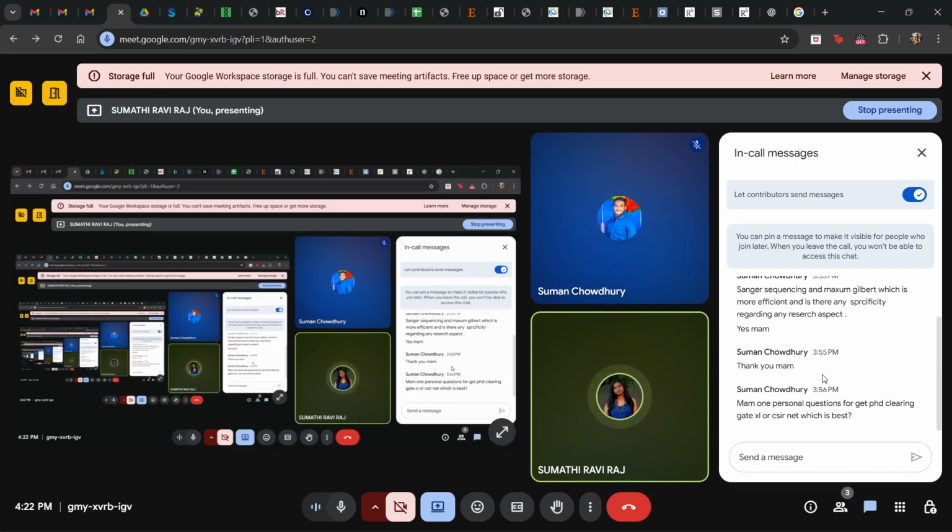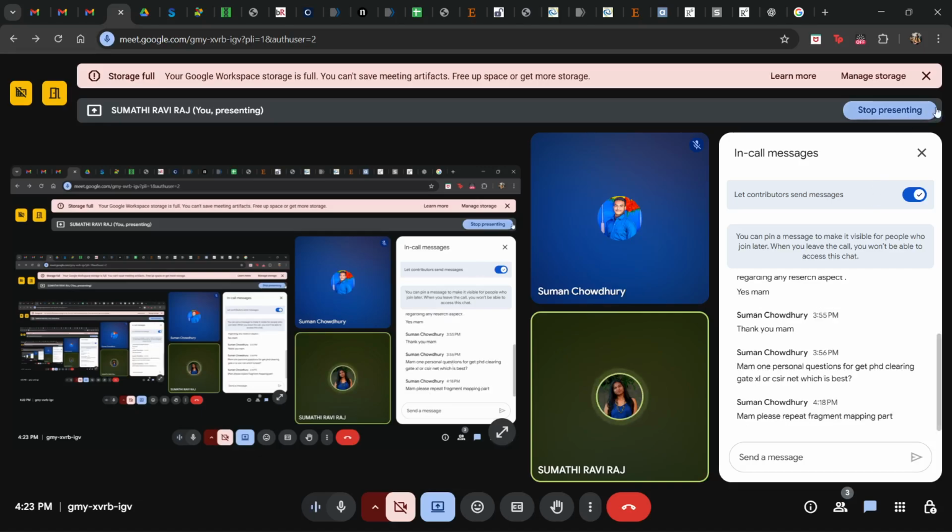It depends on the specific institute, basically. Few of them have CSIR preference, few of them have GATE preference, few of them accept either one. So it depends on whichever institute you want. You can check the eligibility criteria. But it's better you attend both and try to clear both of them.